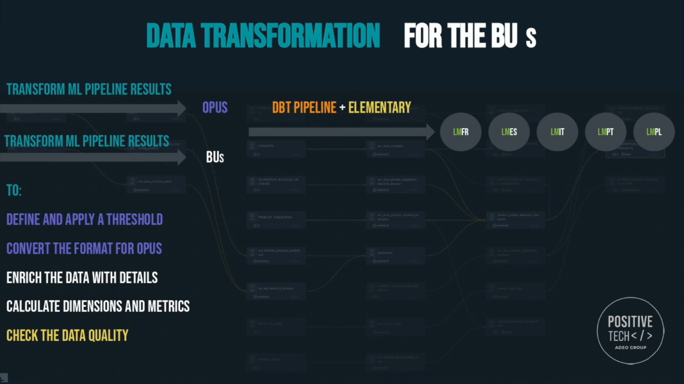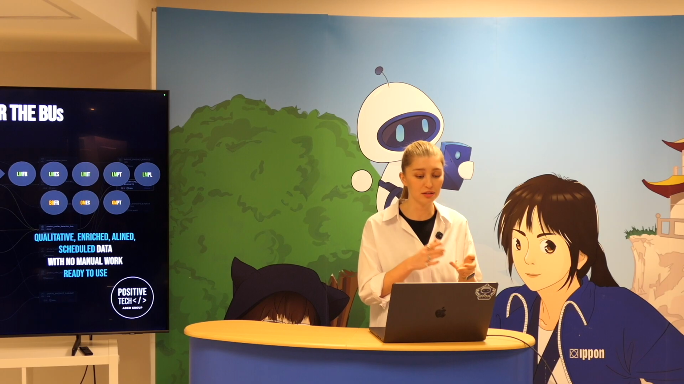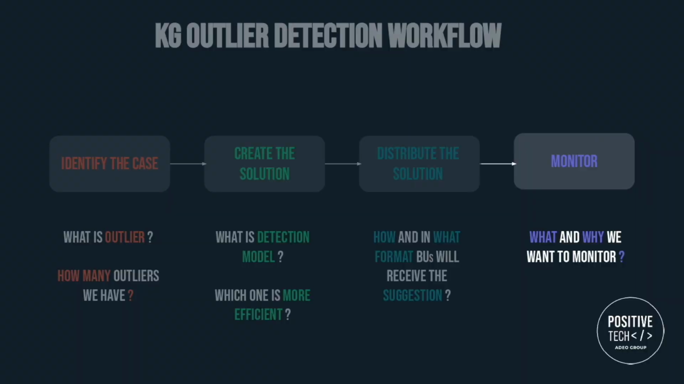and at the end we have the multi-BU, multi-environment transformed data for our business units LM and for Bricoman and Obramat. Here is a part of our schema of the data pipeline. And at the end, we have qualitative, enriched, and aligned scheduled data with no manual work. And with Elementary, we have Slack alerting if our data pipelines have some problems or some anomalies, freshness issues, etc.